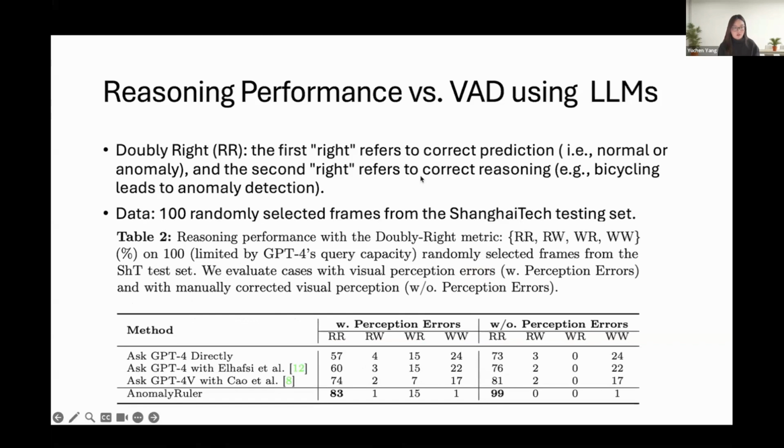So this is the result on 100 randomly selected frames from the Shanghai datasets. And we can see that compared with the baselines, Anomaly Ruler, which is our work, performs pretty well.